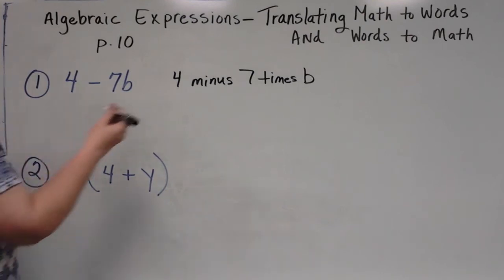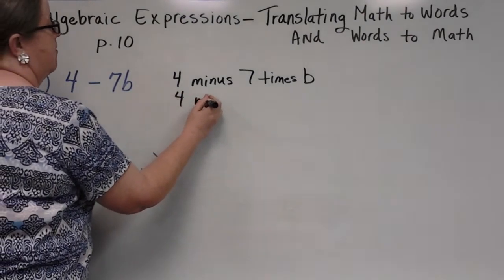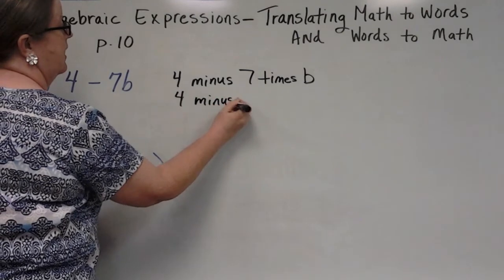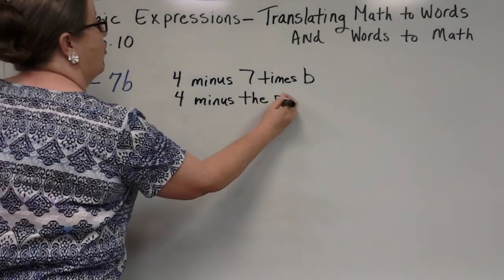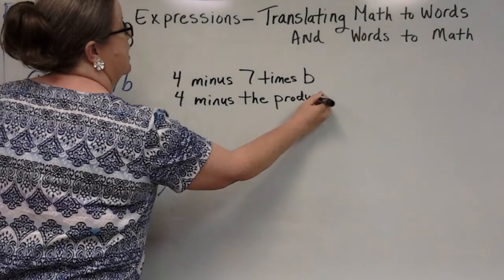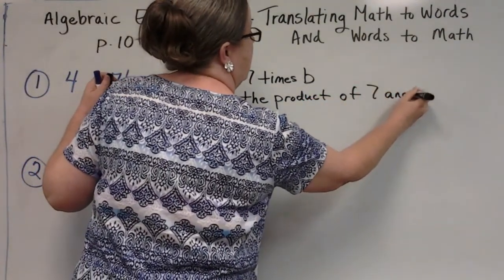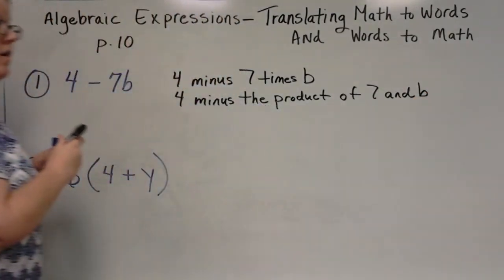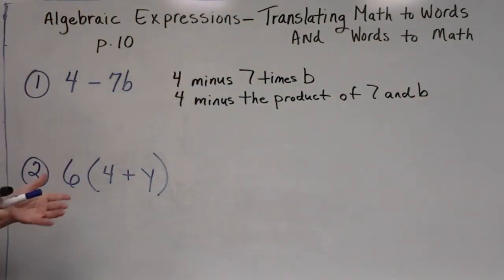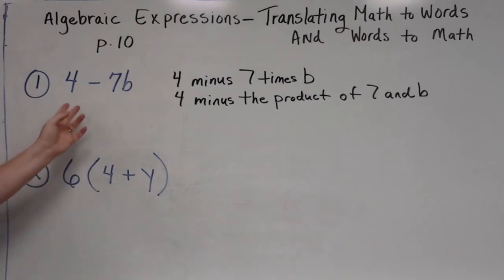We could say, how about 4 minus the product of 7 and b. That's kind of like the one we looked at on the first example. That's right. 4 minus the product of 7 and b. Both of those are perfectly right. There's other ways we could say it.